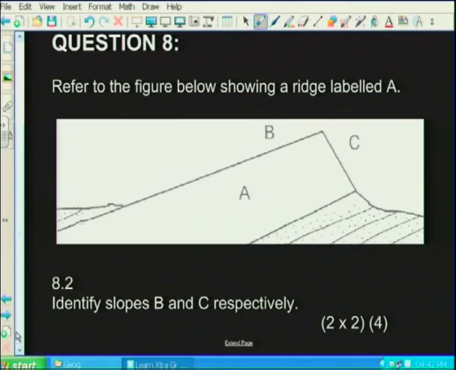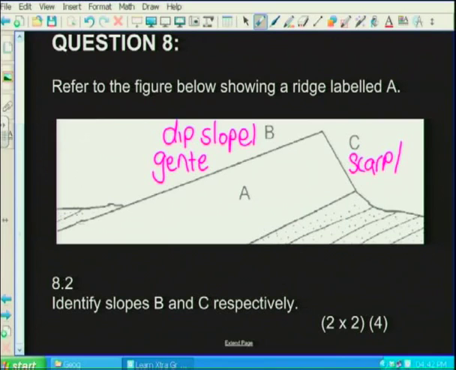Okay, so those are the things that they look for when they're asking you to explain the development of our ridges. Moving on to question 8.2, it says identify slopes B and C respectively. Now, they don't specifically mention, but you can see this has got a gentle gradient. Therefore, grade 12s, it gets referred to as the dip slope. Just a reminder that our dip slope is gentle. Slope number C is our scarp slope, and I always remind my grade 12 learners that the S's go together, so scarp implies that it is the steeper of the two slopes. So we've got B, which is our gentle dip slope, and C, which is our steep scarp slope.